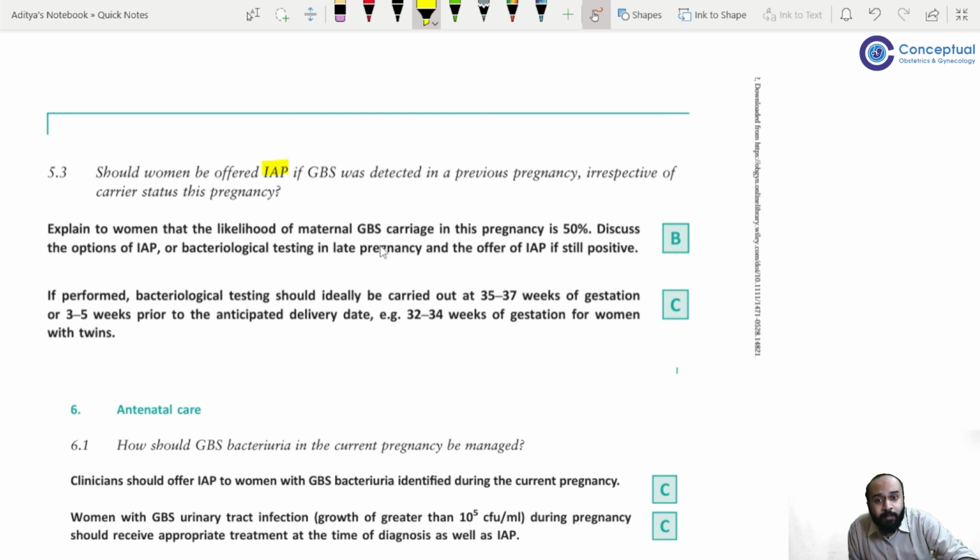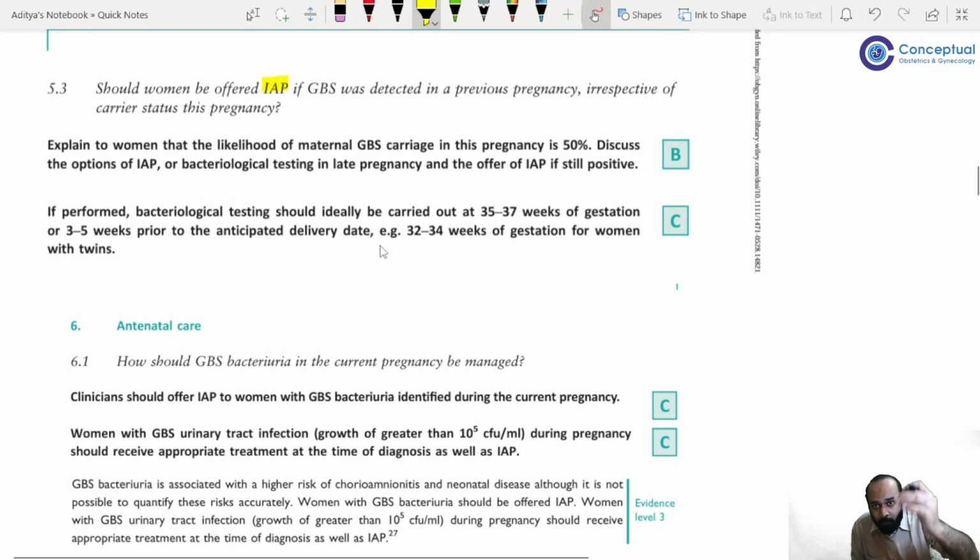Apart from that, if the female is having any risk factors of the ones that I mentioned above, and if you're following ACOG guidelines which say कि universally सबका test करना है, so when should you be doing that test? It should ideally be carried out at 35 to 37 weeks of gestation, which is 3 to 5 weeks prior to the date of delivery. And if it's twins, then 32 to 34 weeks, क्योंकि twins थोड़े जल्दी पैदा होंगे. So 3 to 5 weeks prior to delivery, you should be doing this test.